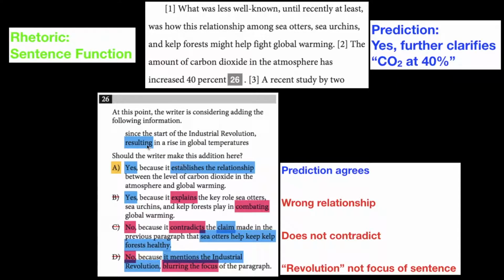And the focus here is not the Industrial Revolution. It might mention the Industrial Revolution to give you a context to help you understand since when we've increased 40%. But it doesn't blur the focus of the paragraph. We're still talking about the same thing, CO2 levels and kelp forests. So no, it doesn't. The Industrial Revolution is not the focus of the sentence, and it doesn't blur the focus of the paragraph. So that's why A is correct.